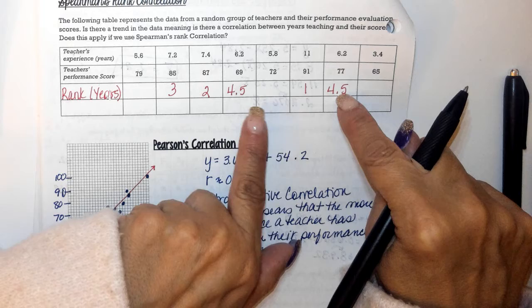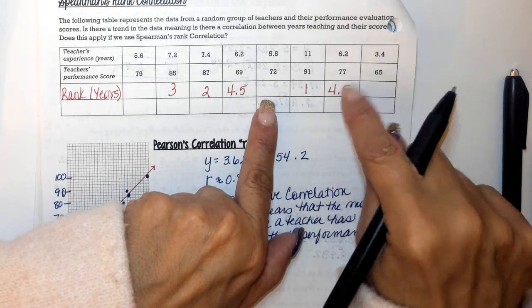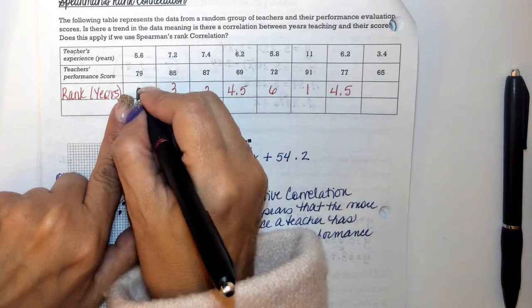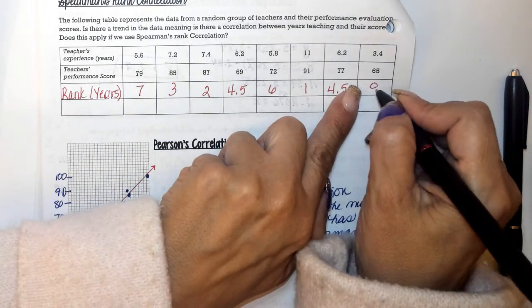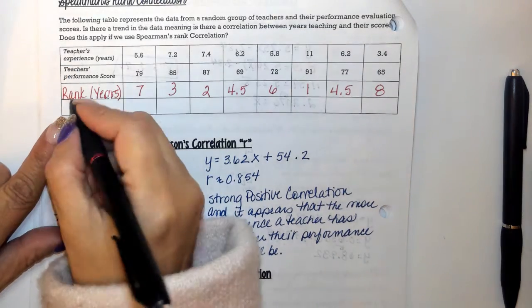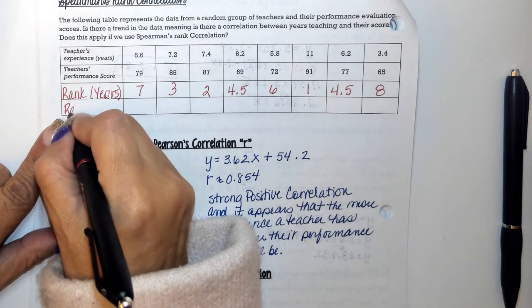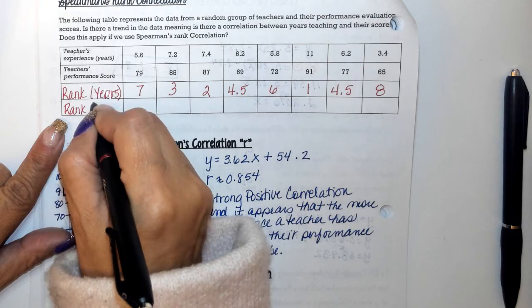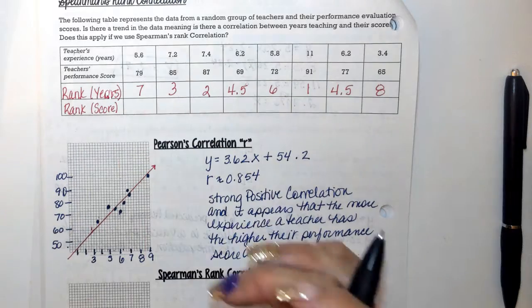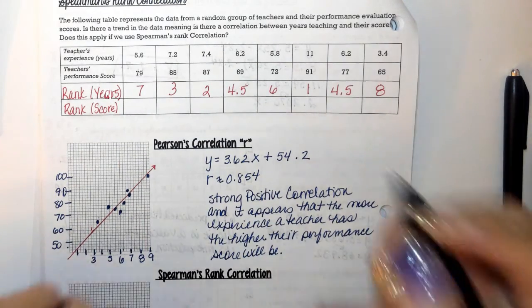We're now on number 6, which is going to be this guy right here. And then this will be 7, and this will be 8. Now, we have ranked their experience. We're going to do the same thing, and we're going to rank their scores. I'm just going to call this the score. I'm going to give you a second to do that. Pause your video. All right, here we go.